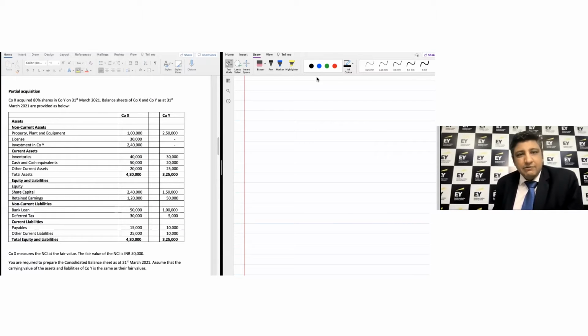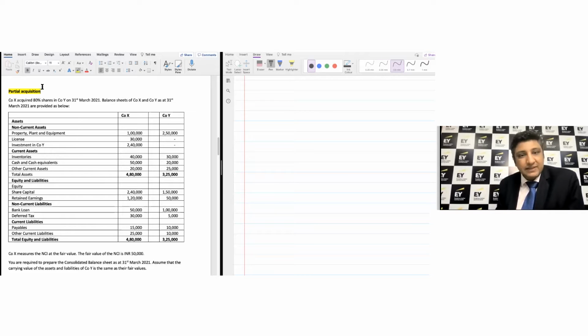Hi, everyone. We would now like to test our knowledge on consolidation questions, where we bring in the concept of a partial acquisition. We certainly understand that to have a controlling stake, it is not compulsory for the acquirer to have 100% shareholding in the other company. So, given that scenario, the NCI starts to emerge.